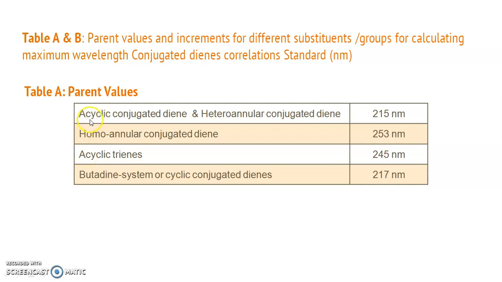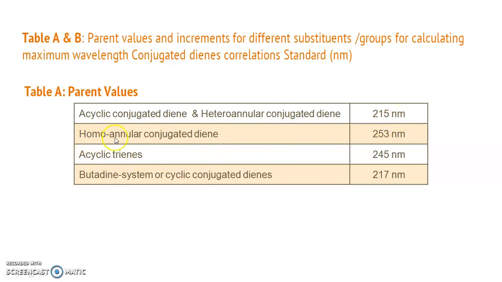The possibility is the molecule may be an acyclic conjugated diene. Acyclic is something which is not a part of a ring system. Conjugated diene, I have explained in the terminologies: if a double bond is separated from another by a single bond, we say it is a conjugated diene. So if it is an acyclic conjugated diene and a heteroannular conjugated diene, heteroannular in the sense that one double bond is outside the ring system and one double bond is inside the ring, we assign a parent value of 215 nanometers.